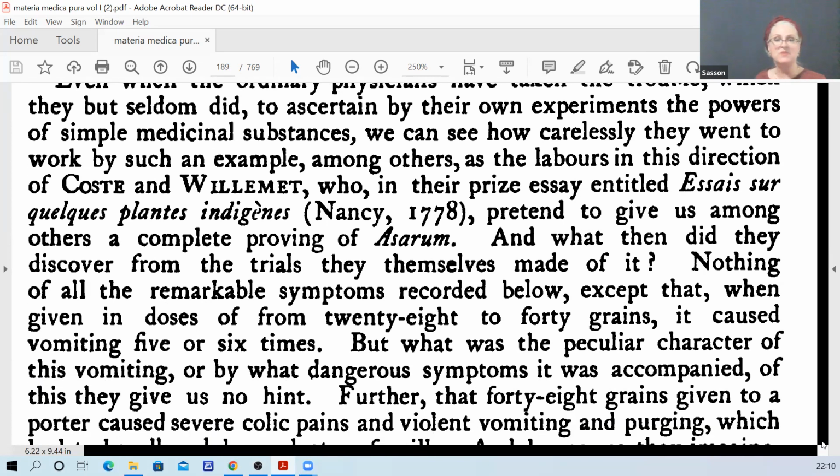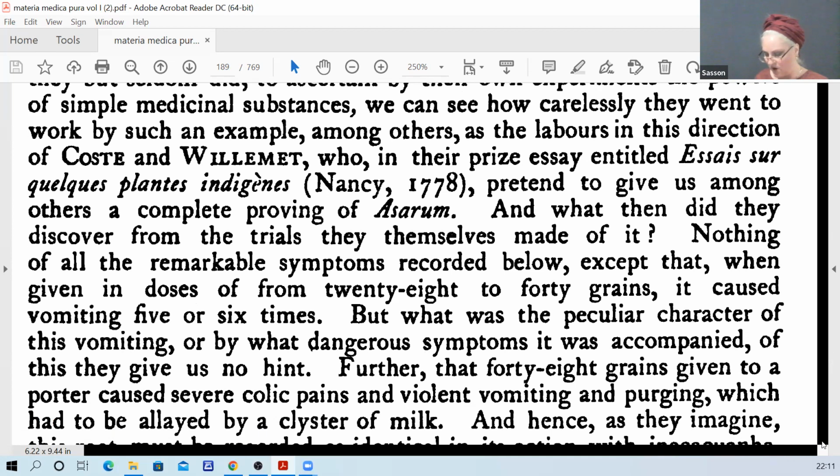So you remember that when we're talking this type of pharmacy, the size of a grain is literally like the size of a wheat kernel. So that's what they mean by grain. You could think wheat kernel size. So when they're giving doses from 28 to 48 wheat kernel size grains of this product, it causes vomiting 5 or 6 times. But what was the peculiar character of this vomiting, or by what dangerous symptoms it was accompanied? This they give no hint.